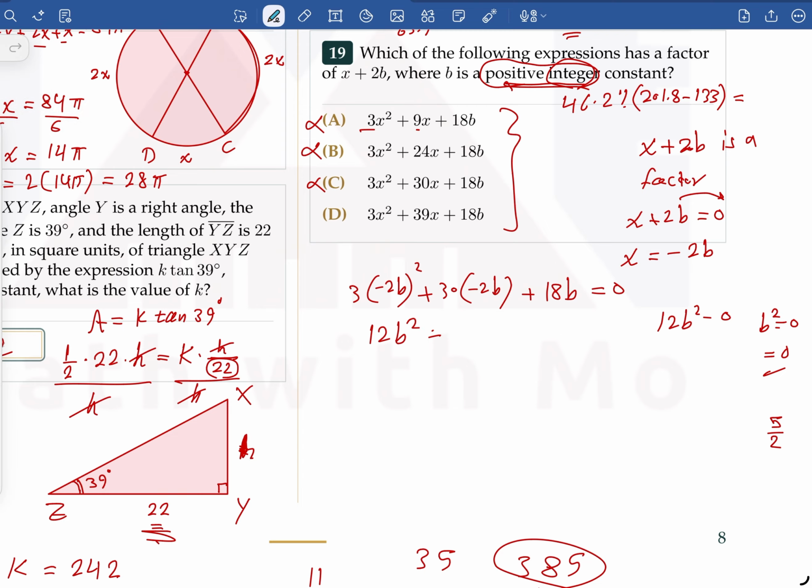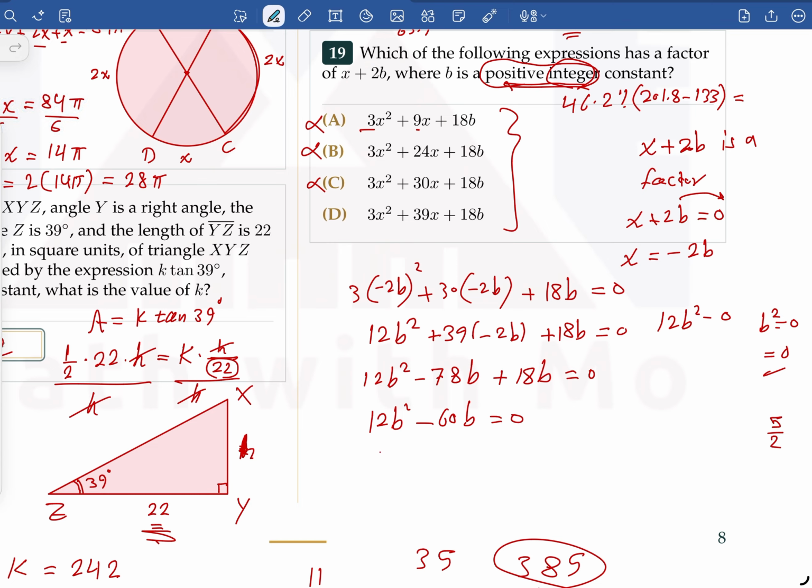This will be plus 39 times negative 2b plus 18b. And this 12b squared stays the same. Negative 2 times 39 is negative 78b plus 18b is equal to 0. And now we combine these together to get 12b squared minus 60b is equal to 0.